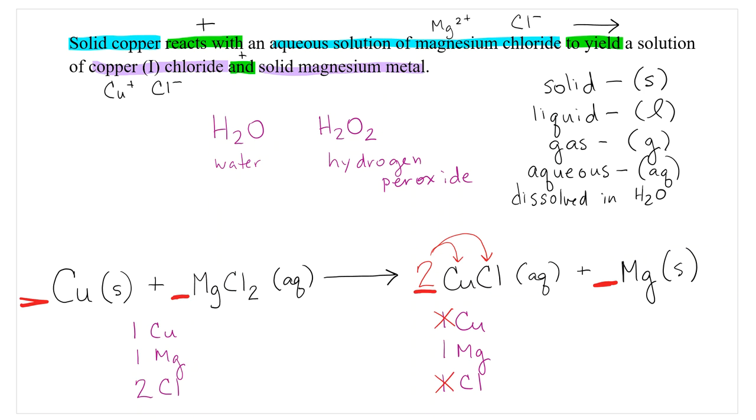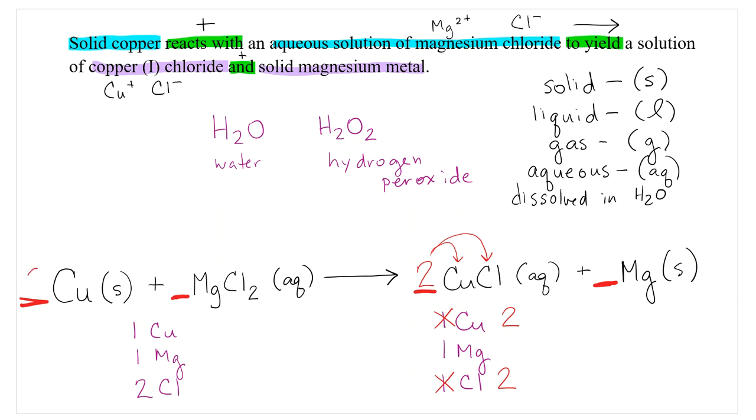So, how many coppers do I have now? 2. And how many chlorines do I have now? 2. Check, check. That's what we were trying to do. Good. But, unfortunately, we messed up our coppers. So now we have to add a coefficient to our reactants to balance out the number of coppers.